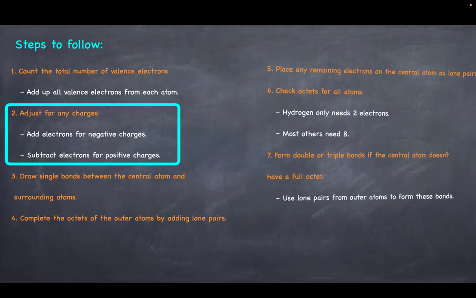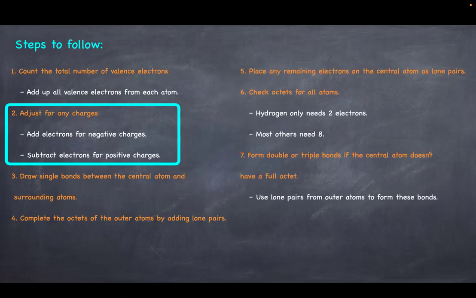Then step 5 is to place any remaining electrons on the central atom after you're done with the electron counting. Then you check the octet for the atoms. Most atoms need to have 8, but there are some exceptions. For example, hydrogen is happy with 2 or boron is happy with 6. I have another video where I cover the exceptions to the octet rule. If you need to take a look at that, I'll tag it over here for you.